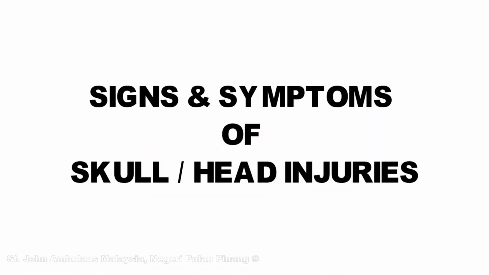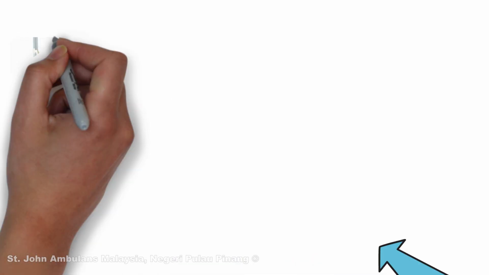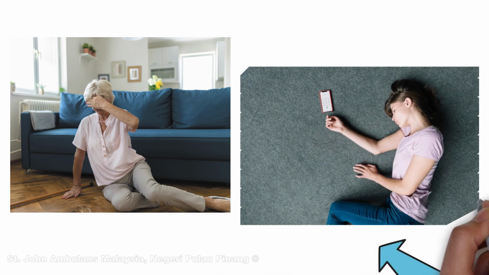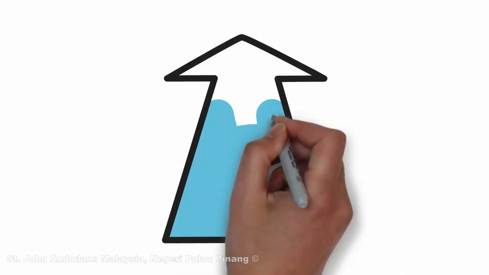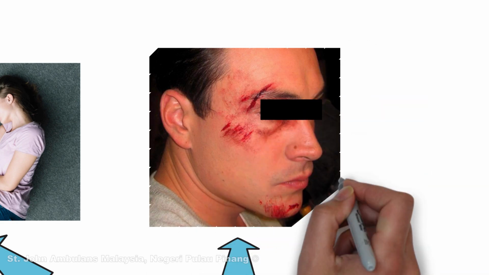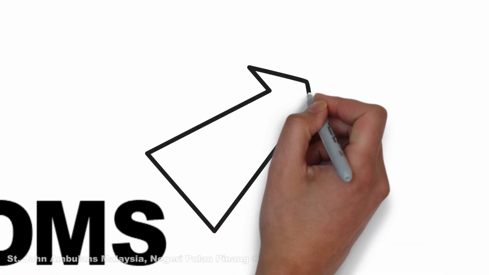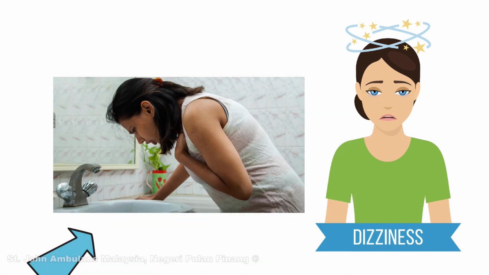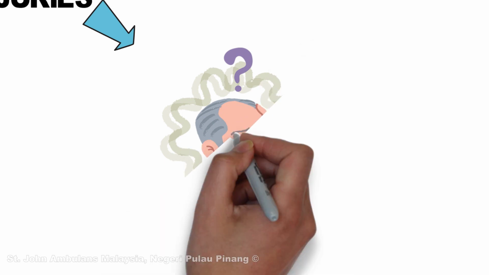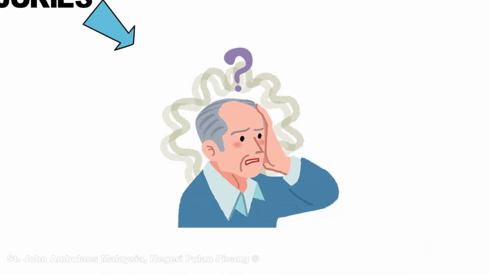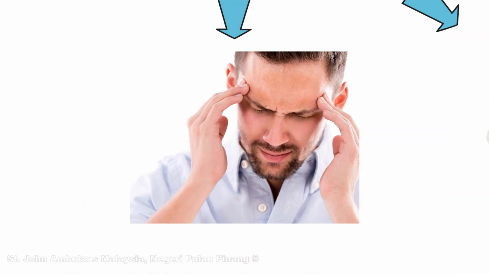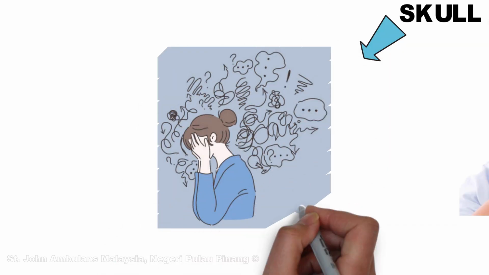Signs and symptoms of skull and head injuries. The casualty may present with a brief period of impaired response or unresponsiveness. There may be presence of a wound over the scalp area. He may present with dizziness or nausea. He may have loss of memory of the event at the time of injury or immediately preceding the injury. There may also be mild generalized headache, and he may appear confused.